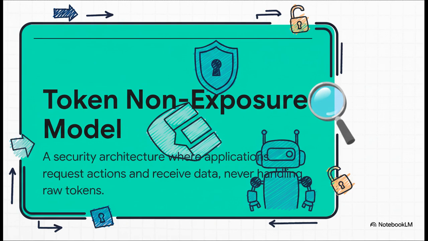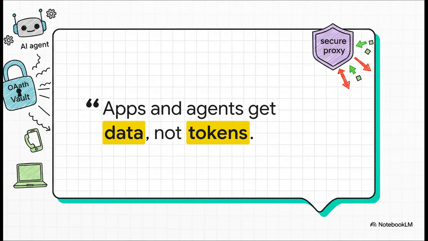The core principle is this: your application code, and especially your AI agent, should never, ever touch the raw token. Period. Instead, it asks for an action. Something like, hey, go get my Jira issues. And what does it get back? Just the data. Just that list of issues. That's it. Yeah, this is the mantra. This is the whole idea in a nutshell.